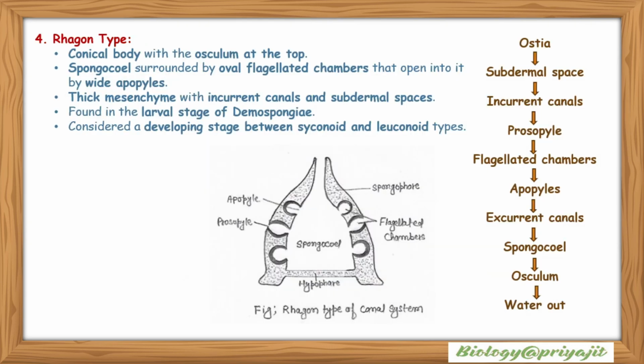Now it is the last type of canal system, the Rhagon type. Here the conical body has the osculum present at the top. The spongocoel is surrounded by oval flagellated chambers that open into it by wide apopiles. This thick mesenchyme with incurrent canal and subdermal spaces is found in the larval stage of demosponges. So the Rhagon type of canal system is found in the larval stages of demosponges. It is considered a developing stage between the Syconoid and Leuconoid types of canal system. Here water flows in from the ostia, and through the osculum it moves out.